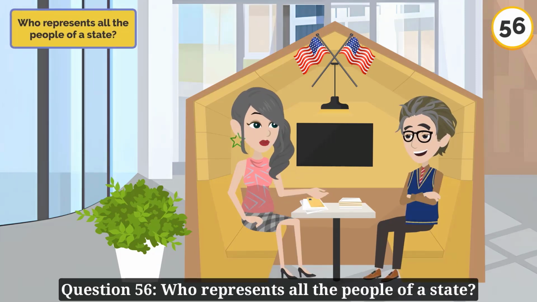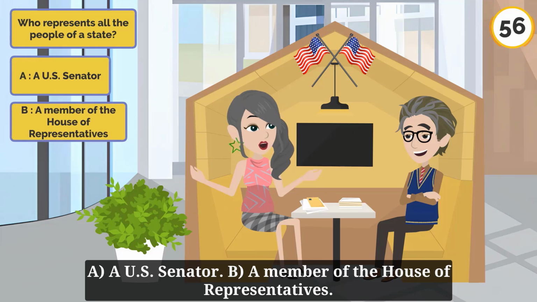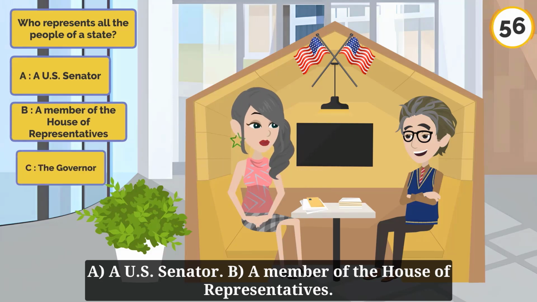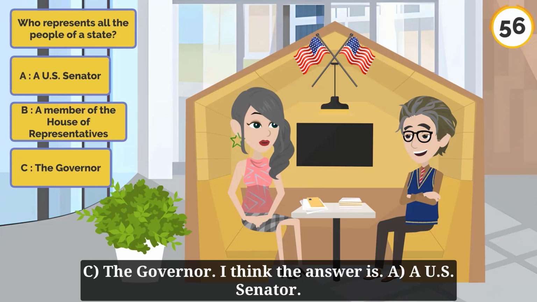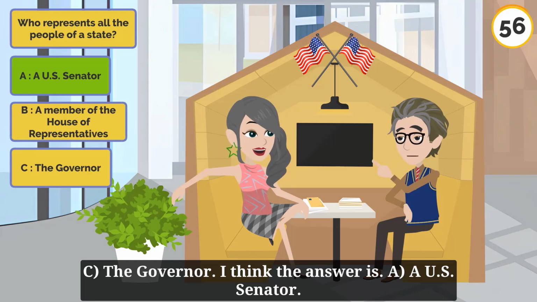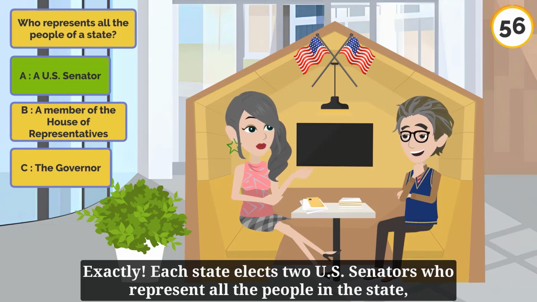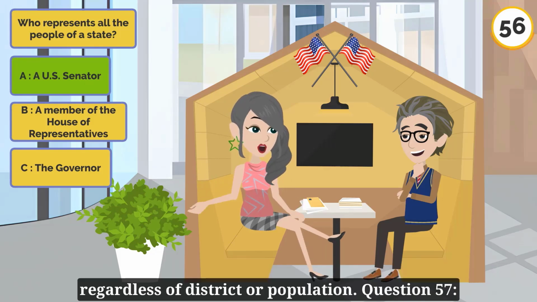Question 56. Who represents all the people of a state? A. A U.S. Senator. B. A member of the House of Representatives. C. The Governor. I think the answer is A. A U.S. Senator. Exactly. Each state elects 2 U.S. senators who represent all the people in the state, regardless of district or population.